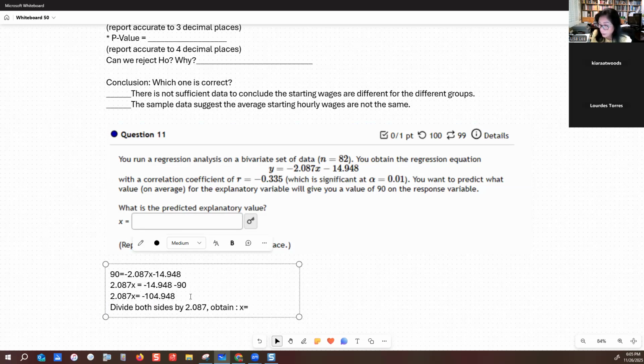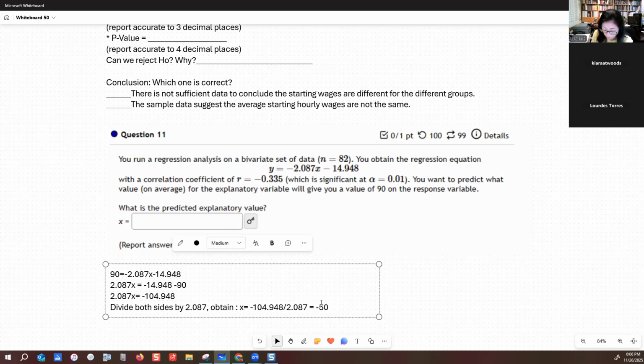You will have negative divided by positive will be negative, right? You will have 104.948 divided by 2.087, like this. And you should have the answer already. If you have a calculator there, oh, I forgot my negative sign. So the answer will be 104.948 divided by 2.087 and become negative. Our answer should be negative.